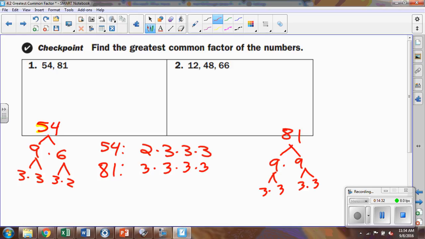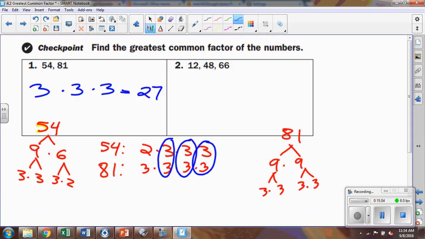Now that we have our prime factorizations, we need to identify what they have in common. We've got a common 3, another common 3, so that will have to be multiplied, and another common 3, which needs to be multiplied. After grabbing each of the common pairs, 3 times 3 times 3 equals 27, and we have our answer.